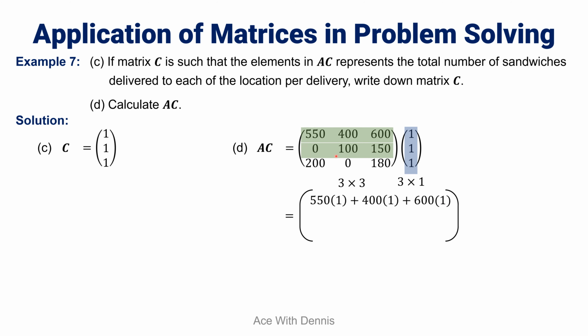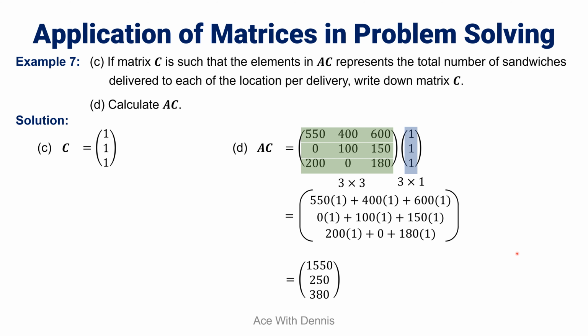Then move on to the next row. These elements multiply with these elements. So we have 0 times 1 plus 100 times 1 plus 150 times 1. Then these elements multiply with these elements. We have 200 times 1 plus 0 plus 180 times 1. Okay, we calculate everything together. We have 1,550, 250, and 380.